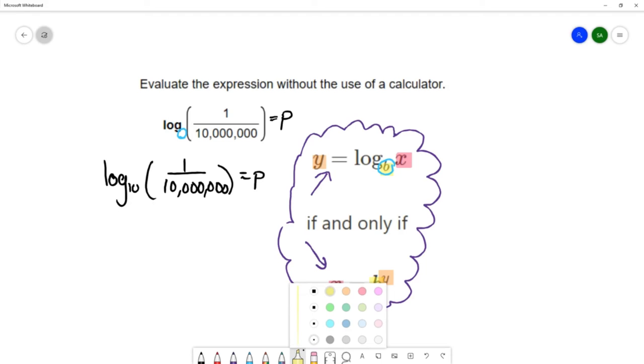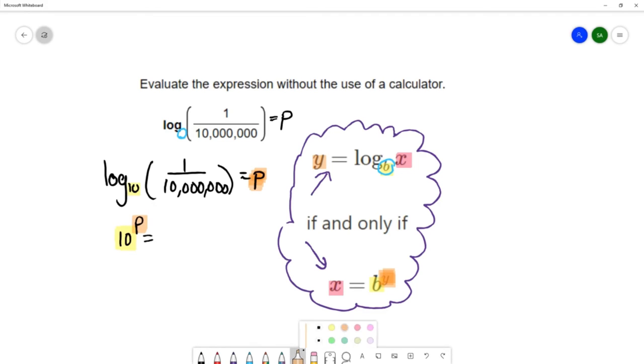So we assume that that base is 10 when we don't have one listed. And now that we know the base, we're going to use that as the base of our exponential. So we're going to use 10 as the base. Then our logarithm equals p, and that is in the position of the exponent for our exponential. So we're going to use p as the exponent.